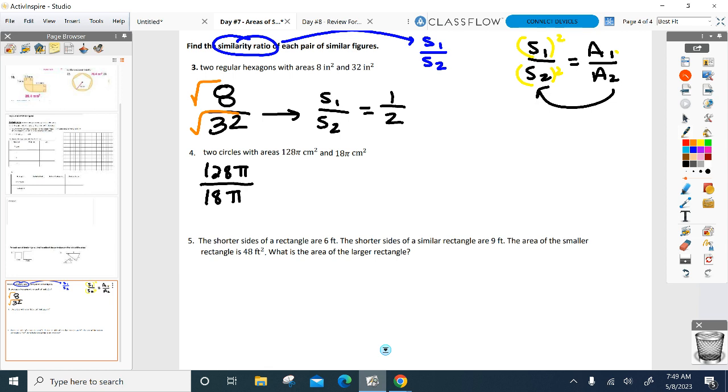So same thing, I'm going to take the square root. Eight thirds. 8/3 is the side ratio.